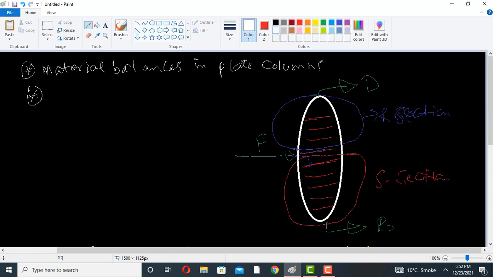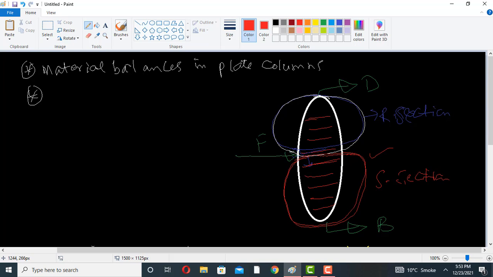So this is the rectifying section of the distillation column, and this red one is the stripping section of the distillation column.